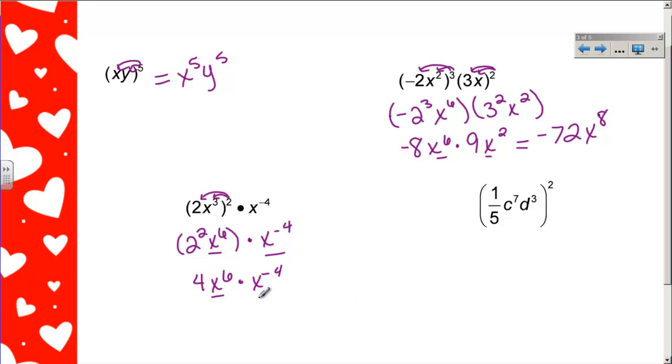Well, since I have like bases, I can just add the exponents now. Okay? There's a 1 in front of this x, even though you don't see it. And so when you multiply your coefficients, 4 times 1 is just 4. Your base is x, and then when you add exponents, 6 plus -4, it is squared.